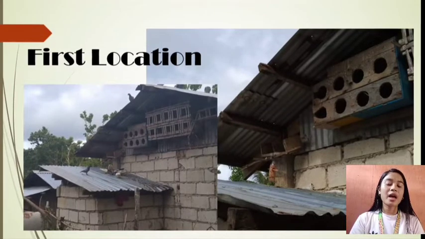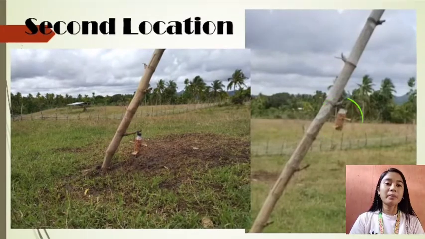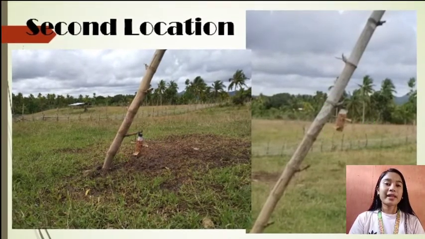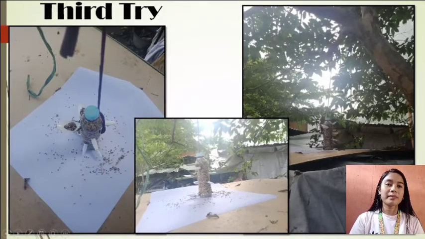Number 1. Define your system and your environment. Our bird feeder contains 4 holes and 6 holes. We have 3 locations for our bird feeder. First is in the tree near the house. Second is in the bamboo at the center of the field. Then third is on the roof at the back of the house.